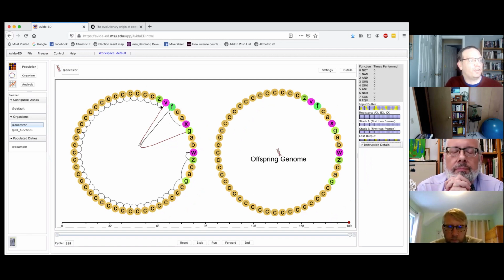Similarly, if I've got mutations here in this copy loop that tells it where to go back to, maybe it's going to go back further, or maybe it's going to go back not as far. And that's going to change how many sites are being executed in order to produce this new organism.